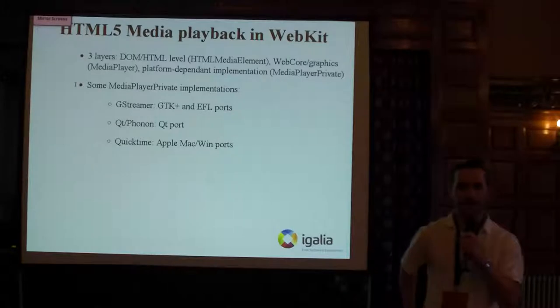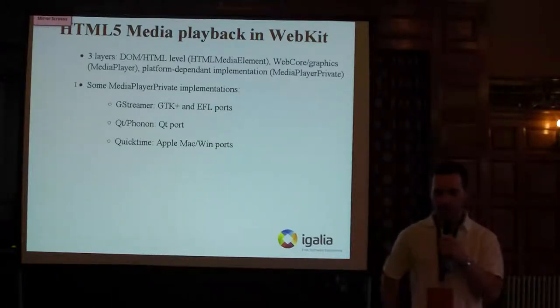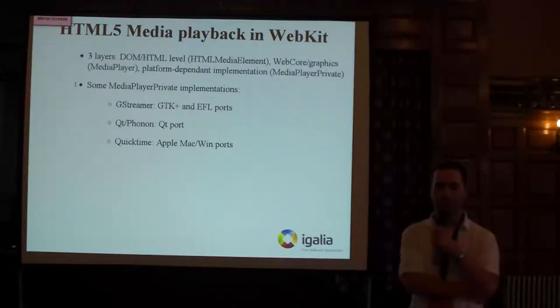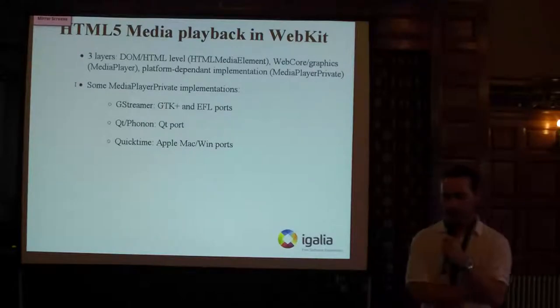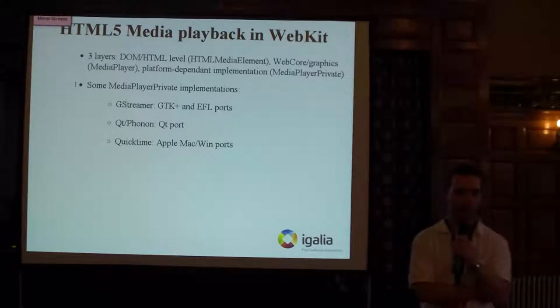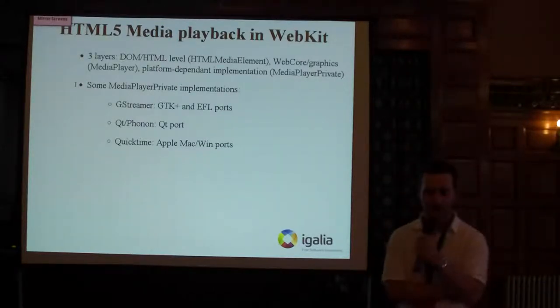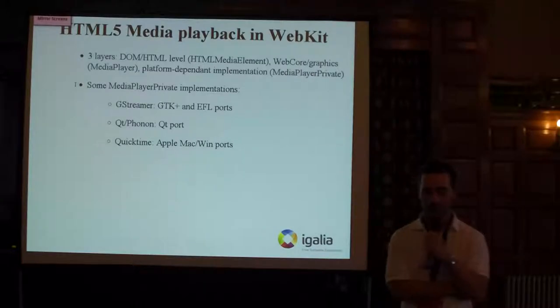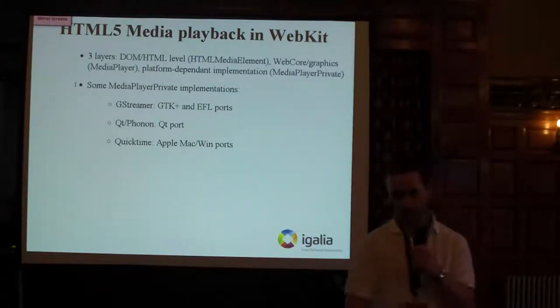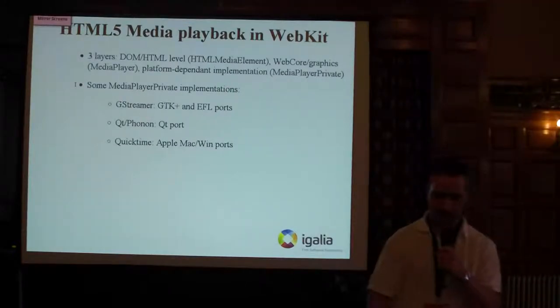More specifically about HTML5 media playback in WebKit, just to give a little idea of how you get to the media player itself. You use the HTML and DOM API of the HTML media element, so you can use that in JavaScript, or basically if you write HTML. Then at the second level, there is WebCore graphics, which contains a media player object. This object will defer the playback to platform-dependent implementations. These are some implementations we have: the GStreamer implementation, of course. The Qt port uses Qt and Phonon, and the Mac port uses QuickTime, for instance. There are a lot more implementations, but I didn't want to list them all.